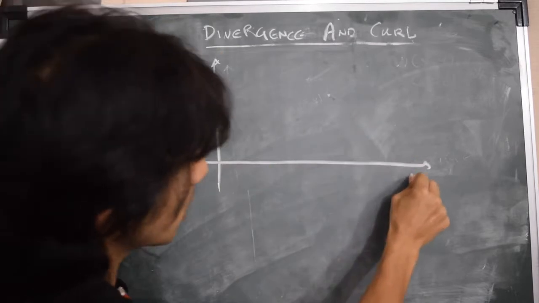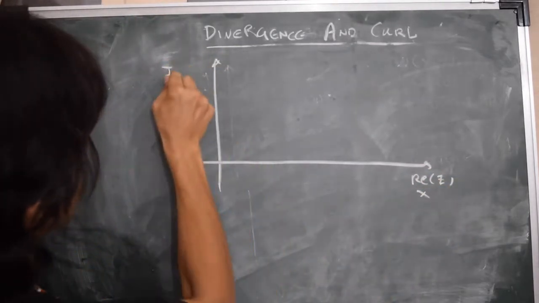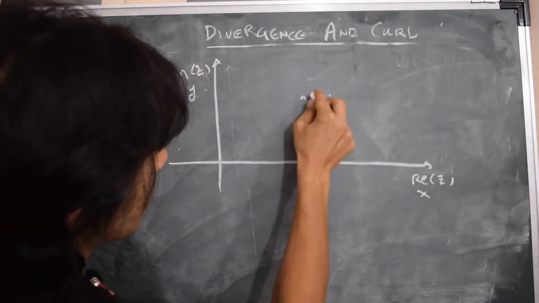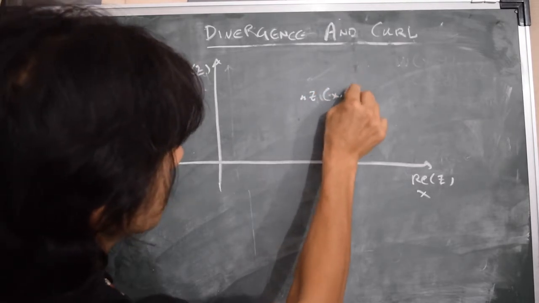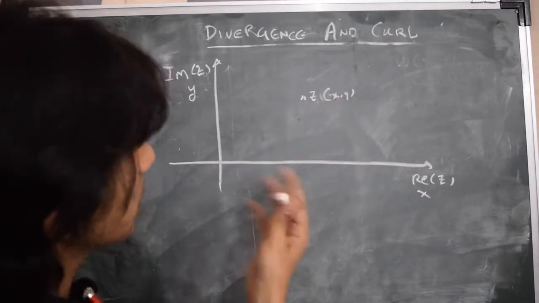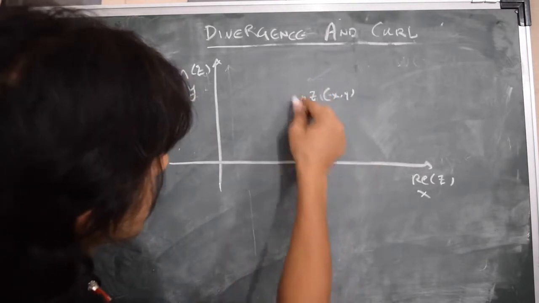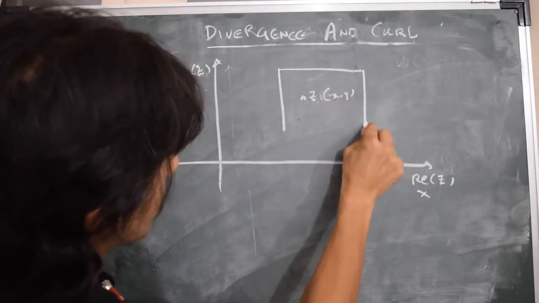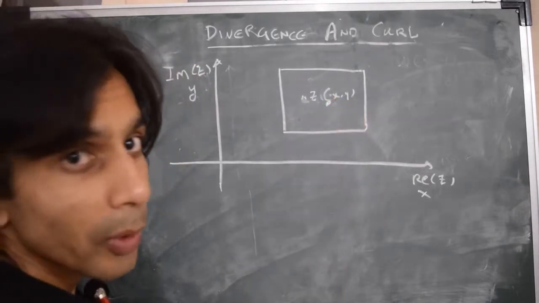This is the real part of z, or we can call it the x-axis, and this is the imaginary part of z, the y-axis. Let us focus on a point z in the complex plane, denoted by the coordinates x comma y. Around this point, let's draw a simple loop, a square loop centered at the point z.